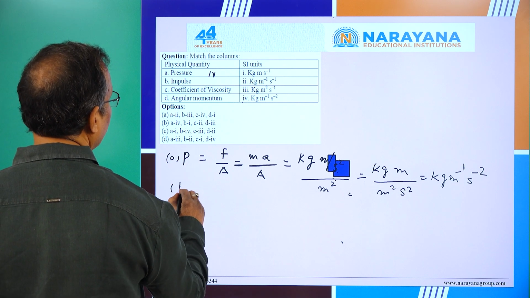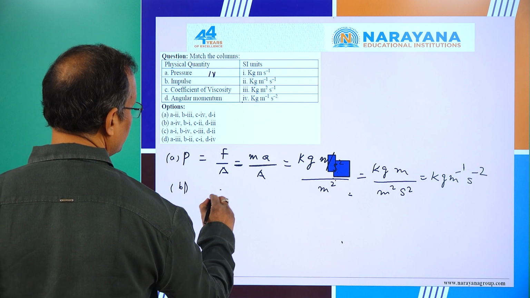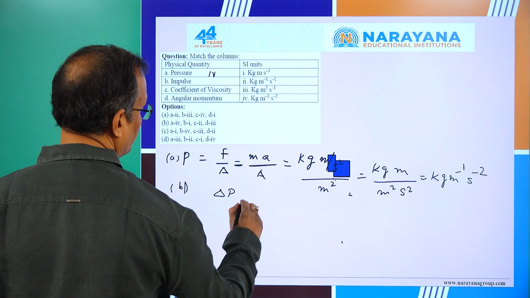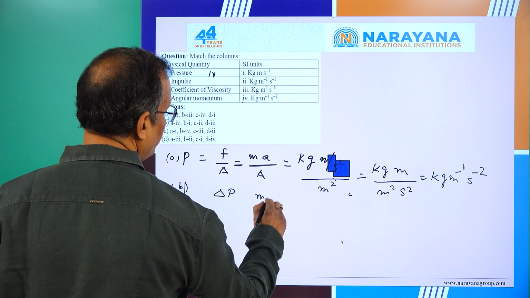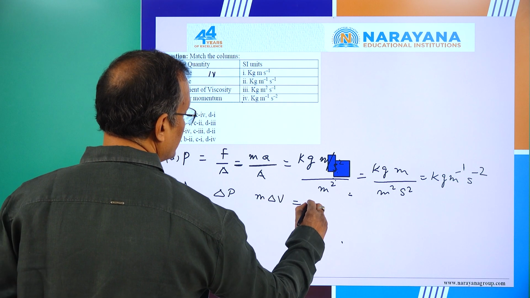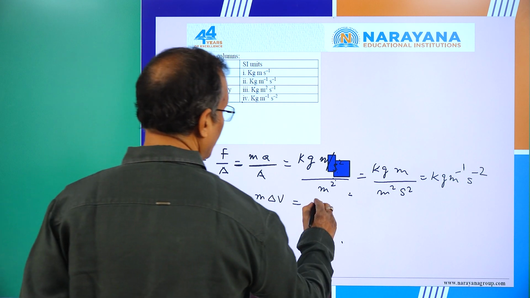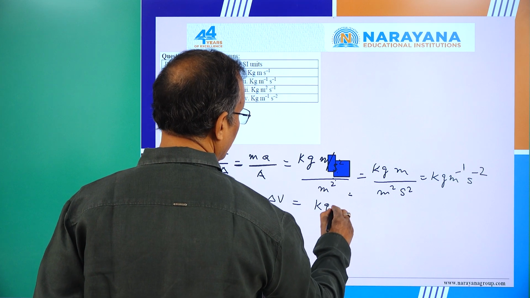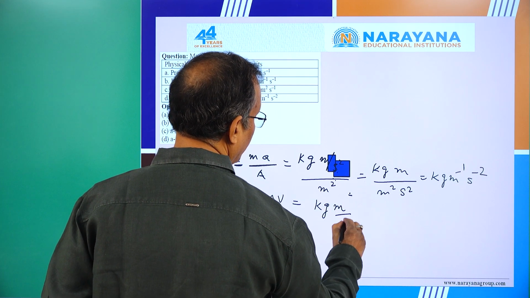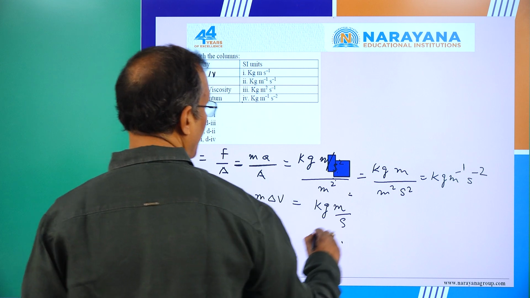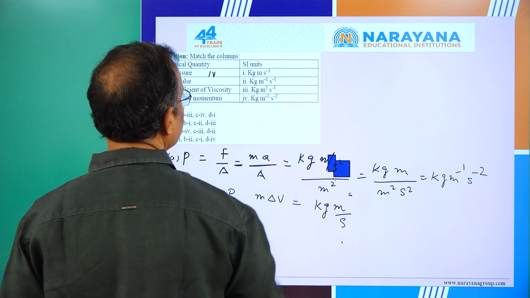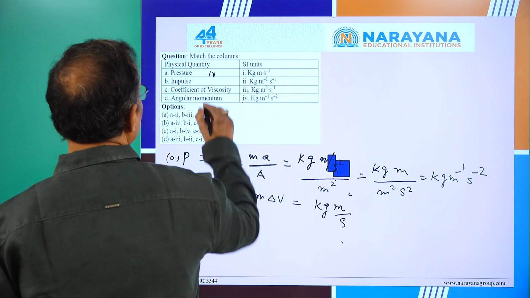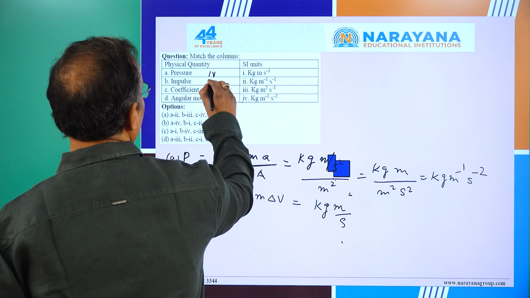Your impulse is change of linear momentum, so basically it is m del v. The unit is kilogram meter per second. It is already here, so this will be number 1.